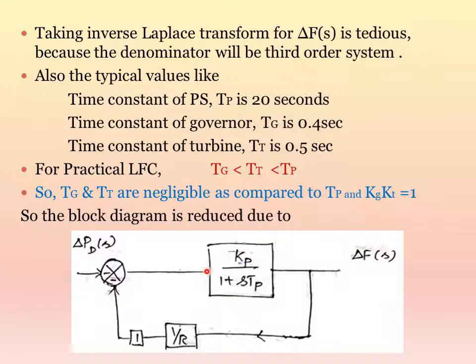So we have only the power system block with a negative feedback of 1 by R. This is the block for your generator, governor as well as the turbine. As we have assumed, all these values are reduced to 1.